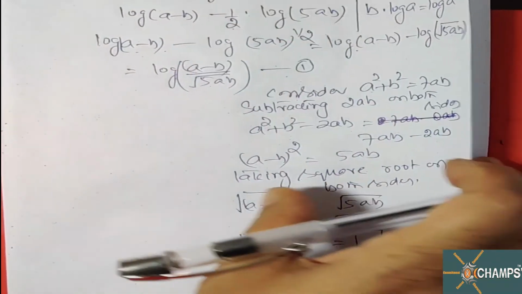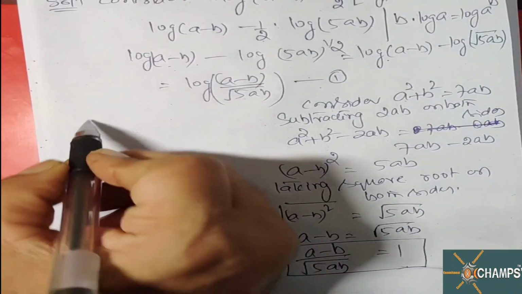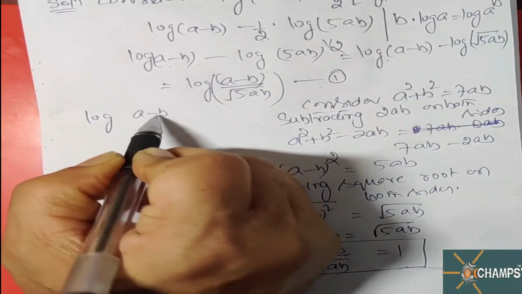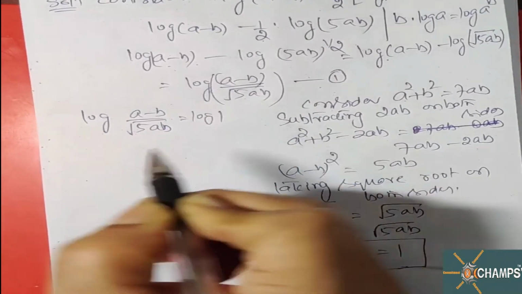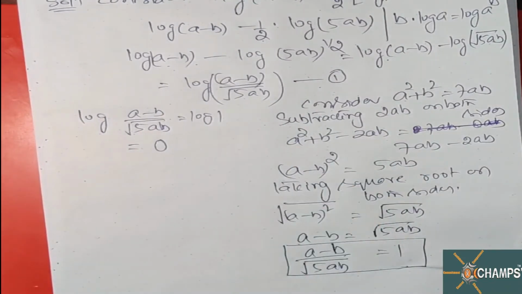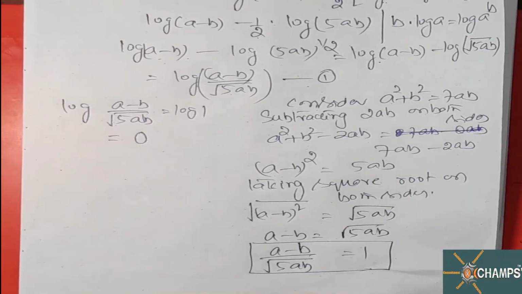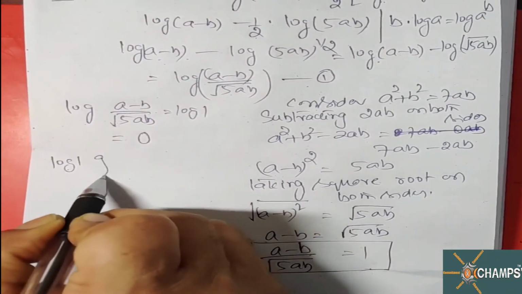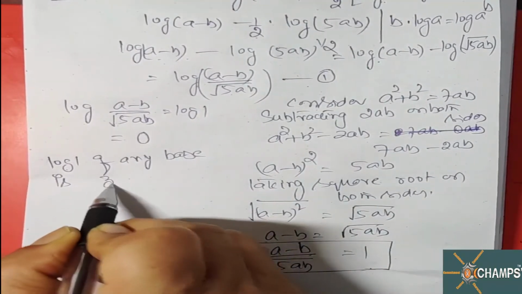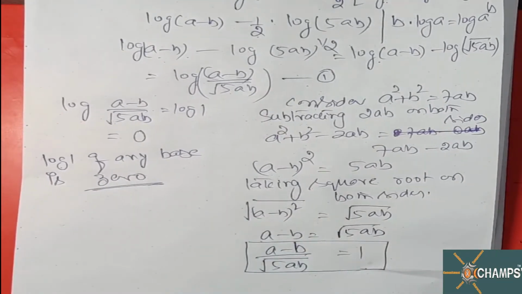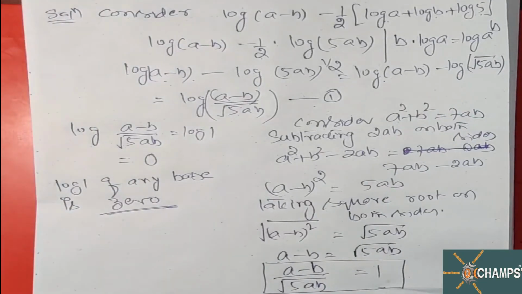This value you substitute here, sir. So log a minus b divided by 5ab under root is equal to log 1. Log 1 of any base is 0. Therefore, the answer to this question is 0.